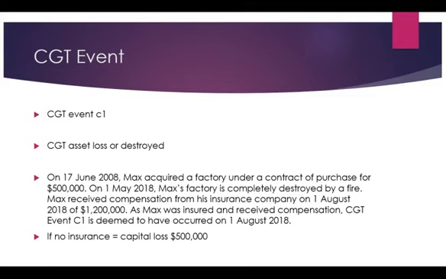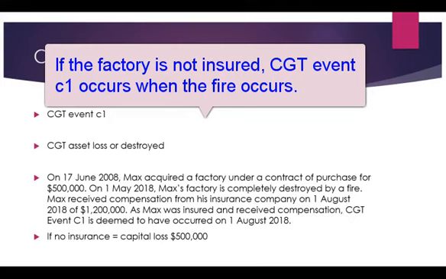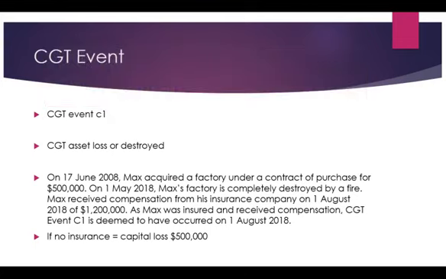If there is no insurance, then there are no proceeds. The capital proceeds will be zero, nothing. Therefore, Max is going to have a capital loss of what he paid for it, 500,000. Capital proceeds zero, cost base 500,000. He has a capital loss of 500,000. But what is the date? Is the date 1 May 2018 or is the date 1 August 2018? The date is when the factory burned down, when we first discovered that the factory is burned down. Therefore, it's 1st of May, and he will have a capital loss in the 17-18 financial year.